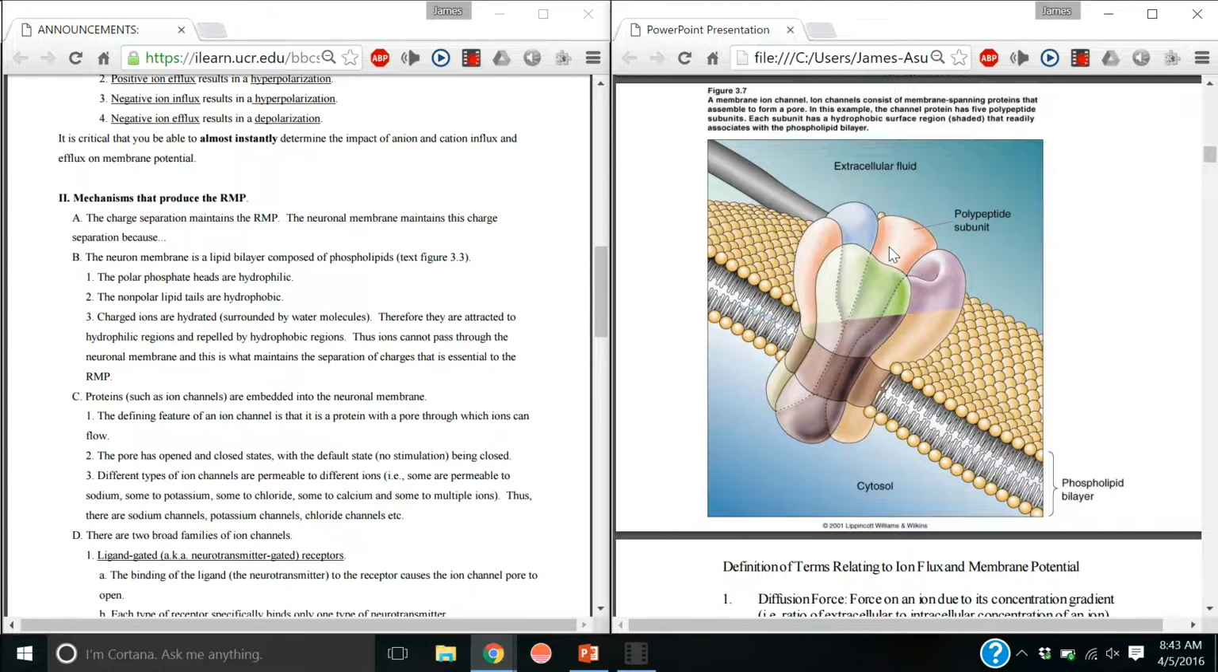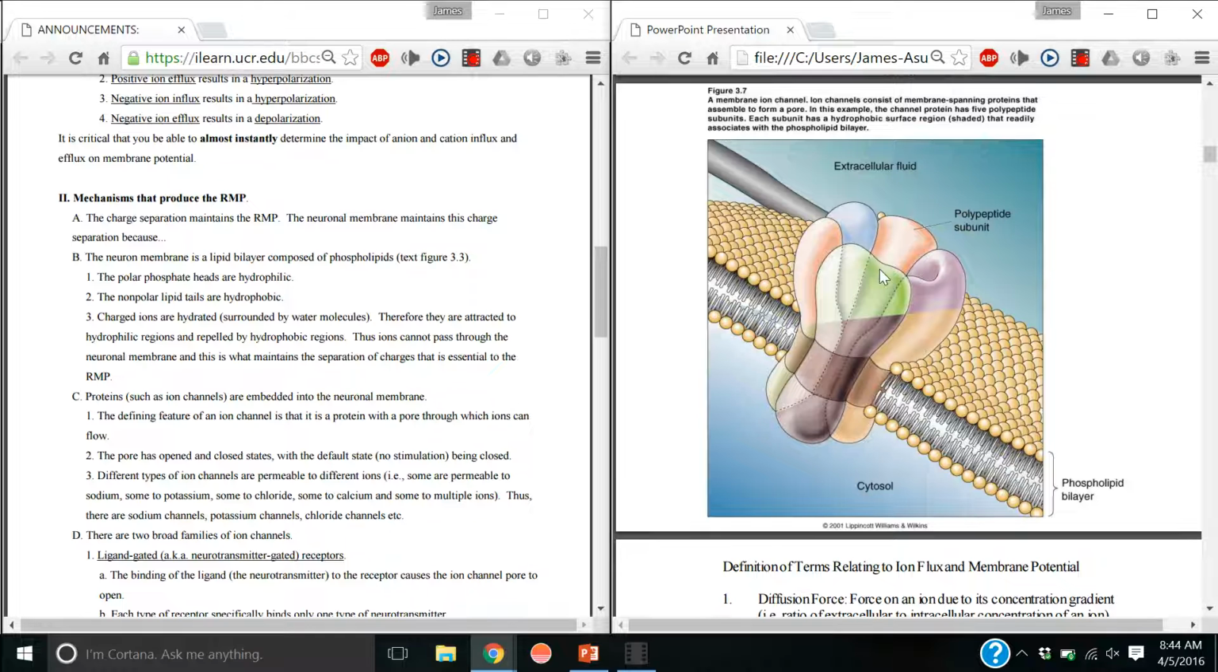When the molecule or transmitter separates from the binding site, the channel will close. That's one class of ion channels: the transmitter-gated, or more broadly called the ligand-gated, ion channels. The other major class of ion channels are the voltage-gated ion channels.